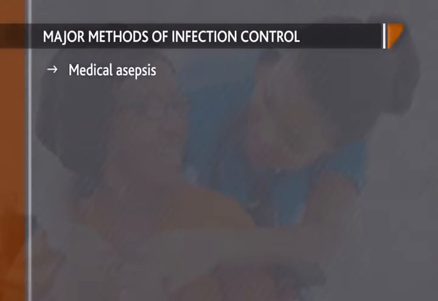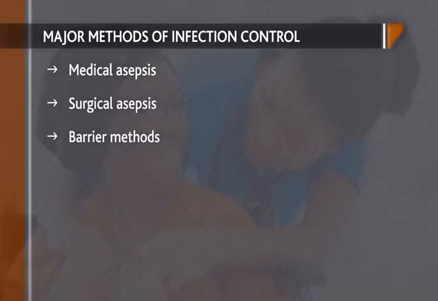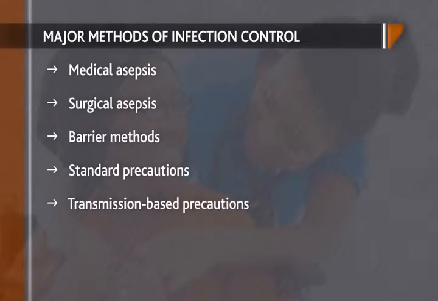All healthcare facilities follow basic practices of infection control designed to decrease the chance that an infection will spread from one person to another. The 5 major methods of infection control that apply to nursing assistants in a healthcare setting are medical asepsis, surgical asepsis, barrier methods, standard precautions, and transmission-based precautions.